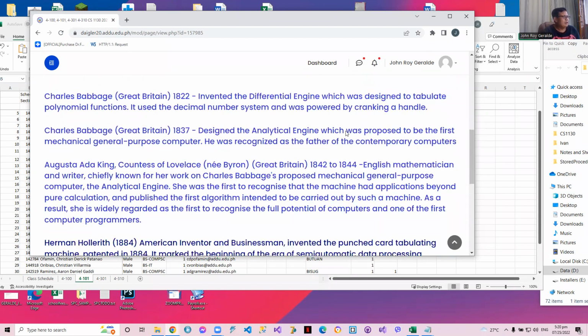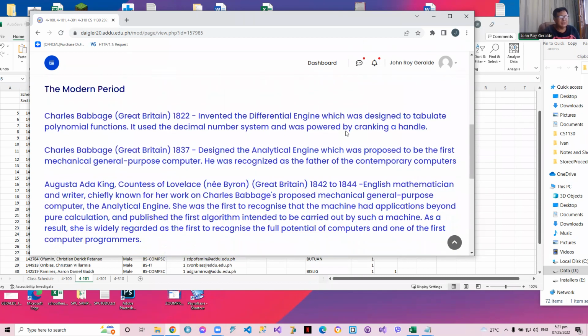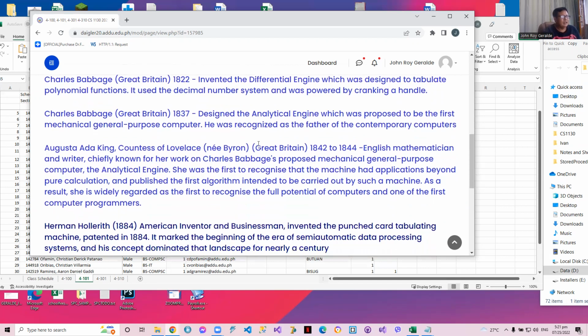Okay, so the modern period started in the early and mid 19th century. Charles Babbage invented the first computer. His first invention, the difference engine, was not considered a computer. His second invention, introduced in 1837, is called the analytical engine, the first mechanical general purpose computer. He is now known as the father of the contemporary computer. We will study the analytical engine today.